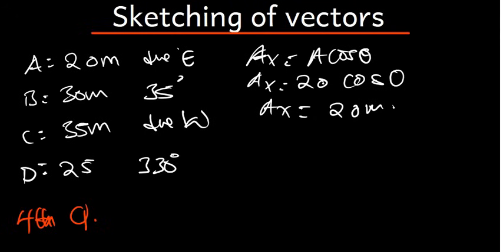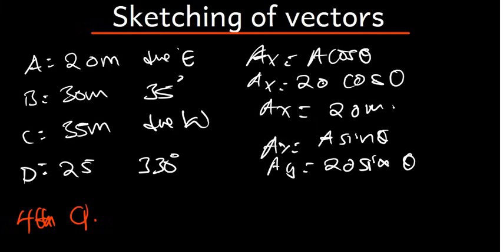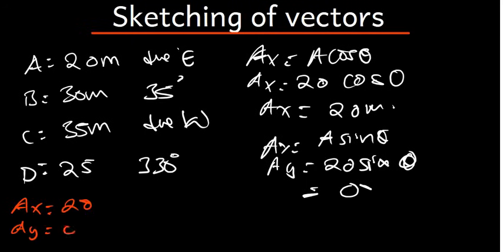Let's have our y component. The y component is going to be a sine theta. So ay is going to be equal to our a, which is 20, sine 0. Sine 0 is going to be 0, 0 times 20, we are going to get 0. So I can just put it here: we have our ax as 20, ay 0.